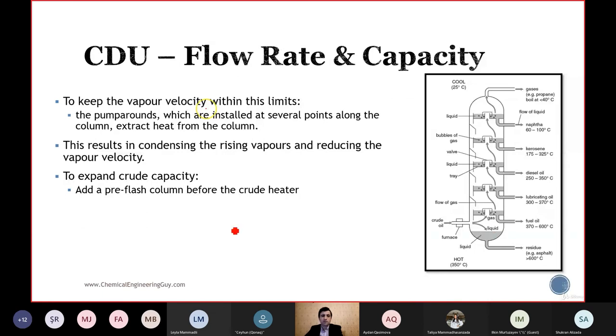To expand the crude capacity, we may add a pre-flash column. So what does the pre-flash column do? We have the pre-flash column. It takes the bottom of the pre-flash column as crude oil to the CDU, and gases, let's say, from the middle of the column. This helps us to increase the capacity of the distillation column.